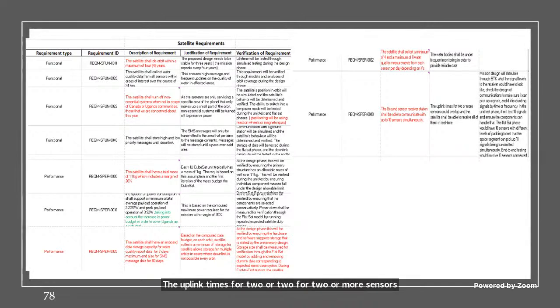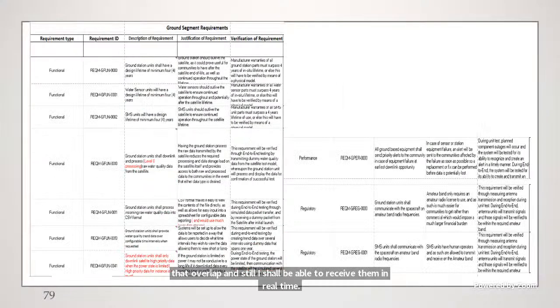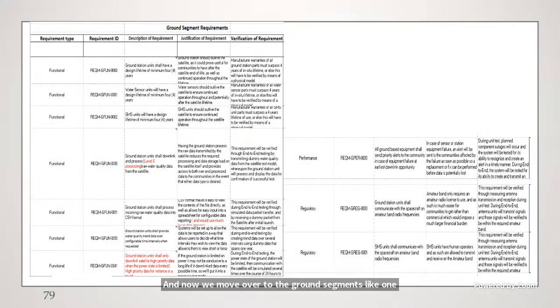And now we move over to the ground segment requirements. We are also taking the key requirements, but there are more requirements in the spreadsheet. The ground station shall have a design lifetime of 4 years. Same goes for the water sensor units and the SMS units.